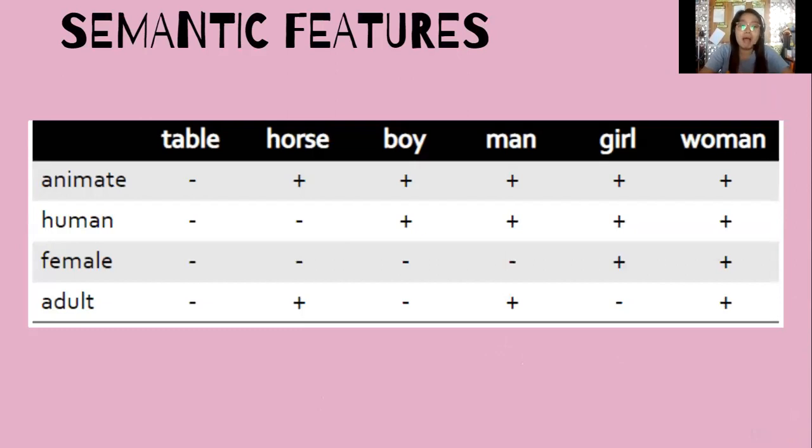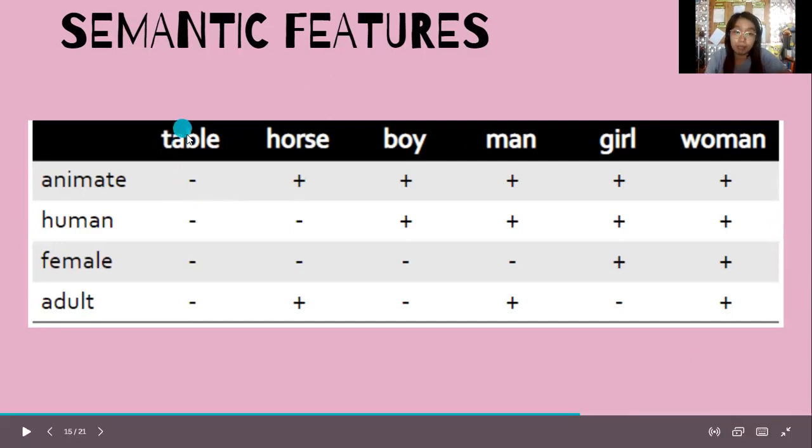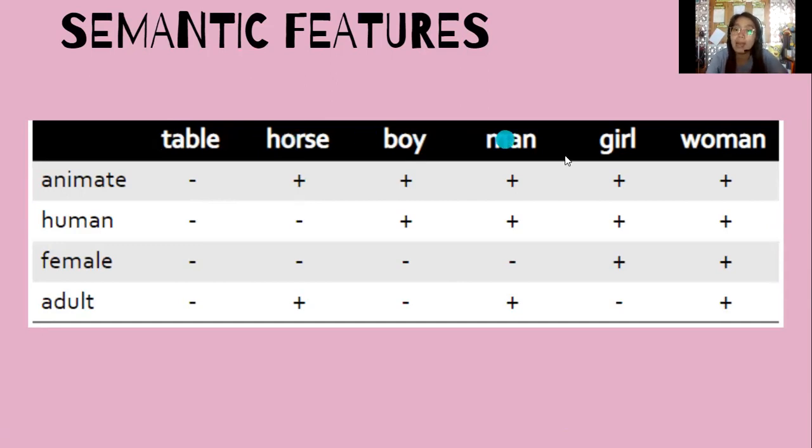That is why we use minus and plus in order to specify the semantic features of every word. So we have here the words table, horse, boy, man, girl, and woman. For the table, it is less animate, less human, less female, and less adult. And that is why table cannot be used as a person in a sentence. Next, we have the word horse.